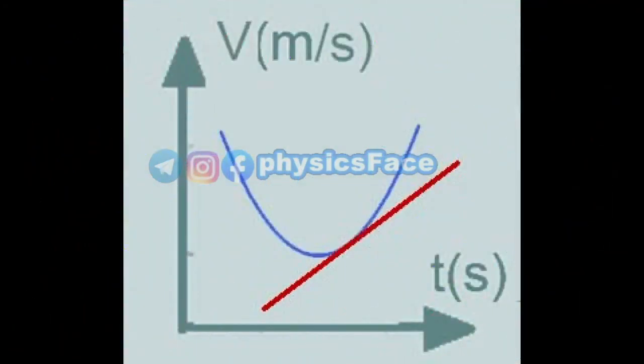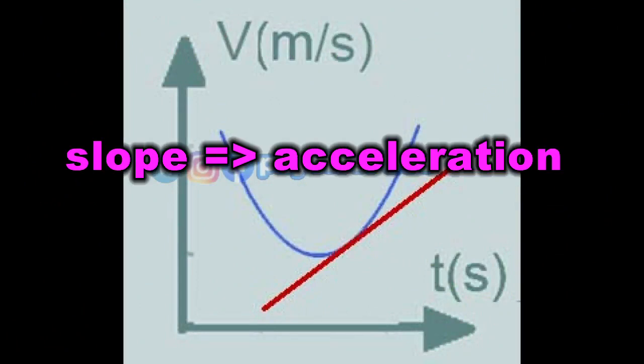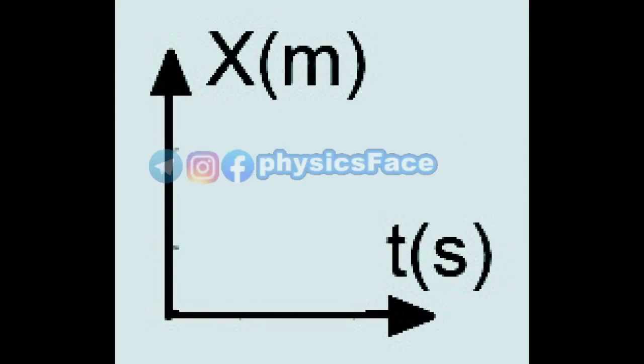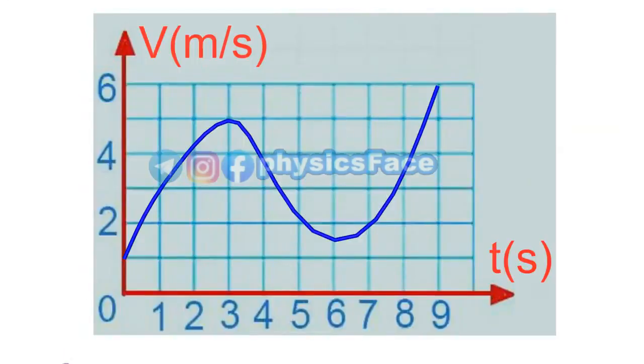Tip 2. If we have a velocity time graph, the acceleration of a moving object is equal to the slope of the tangent line to the graph. Remember, in the position time graph, the slope of the tangent line indicated velocity. So make no mistake. For example, consider the initial moment, and draw a tangent line to the graph. The slope of this line is positive. We understand that the acceleration of the object is positive, and the velocity of the object increases.